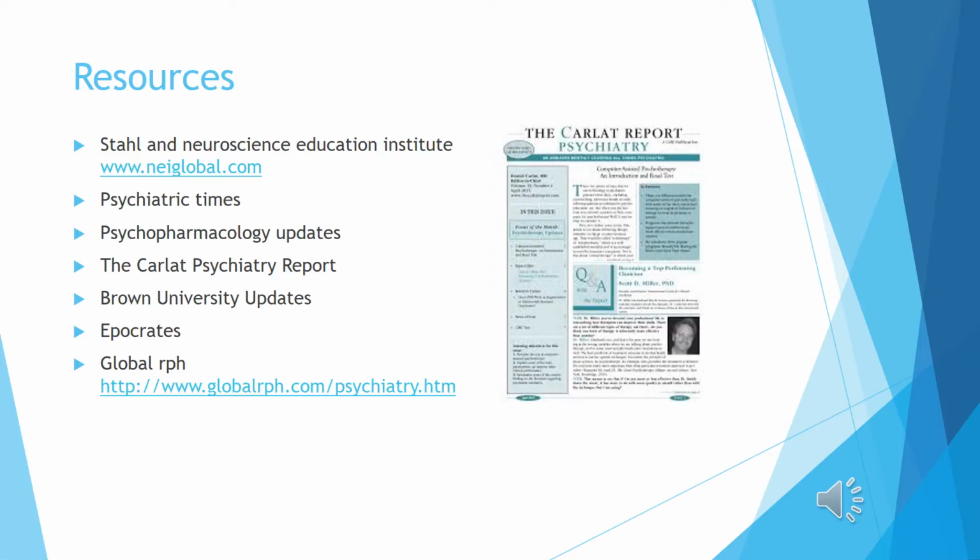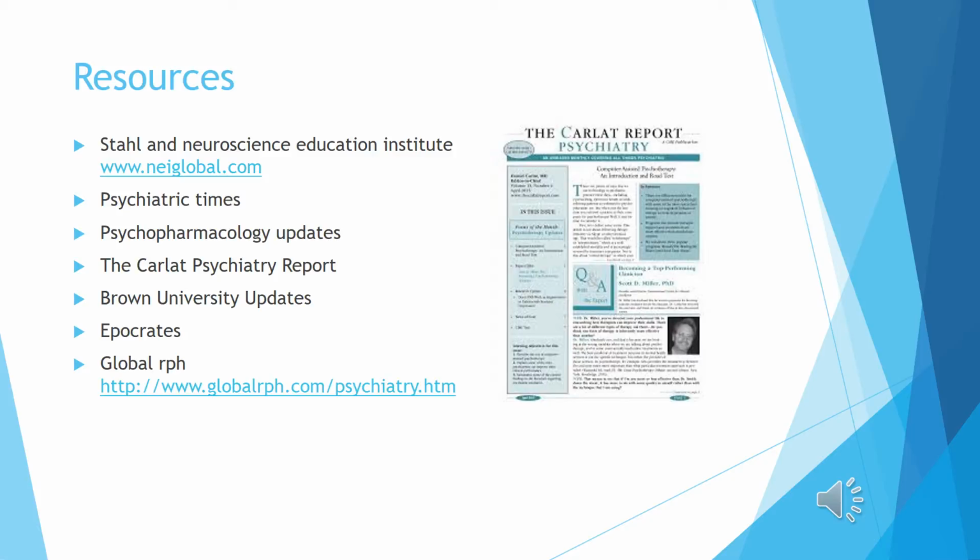The first being the Carlat Psychiatry Report, which you see there at the right in the graphic. This is a monthly report. It's usually about 8 pages. Usually each month is a particular theme. They give very unbiased information, and I love that they give a short synopsis at the end of each article with their take on whatever the issue is. It costs, I believe, about $120 a year. It used to come both as snail mail and an email format. I believe they've gone now primarily to email format.